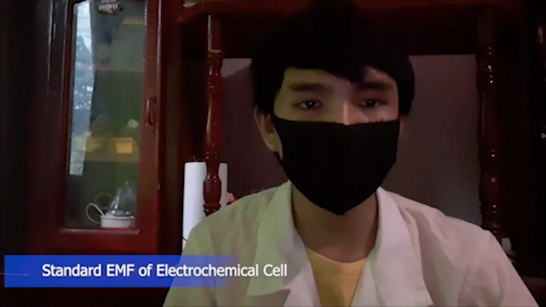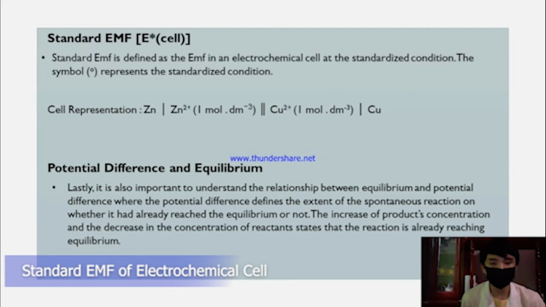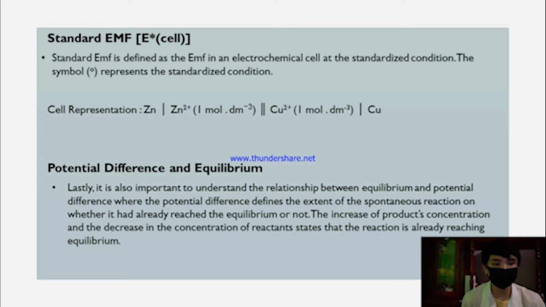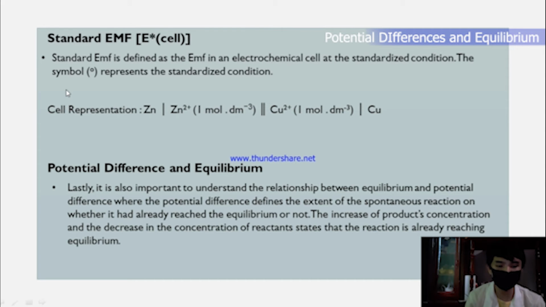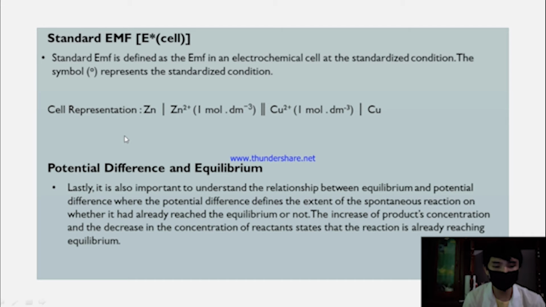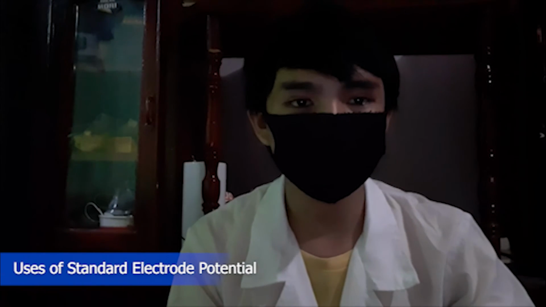Standard EMF of an electrochemical cell. Standard EMF is defined as the EMF in an electrochemical cell at standardized conditions. The symbol represents the standardized condition. Lastly, it is also important to understand the relationship between equilibrium and potential difference, where the potential difference defines the extent of the spontaneous reaction and whether it has already reached equilibrium or not. The increase of the products' concentration and the decrease in the concentration of reactants state that the reaction is already reaching equilibrium.